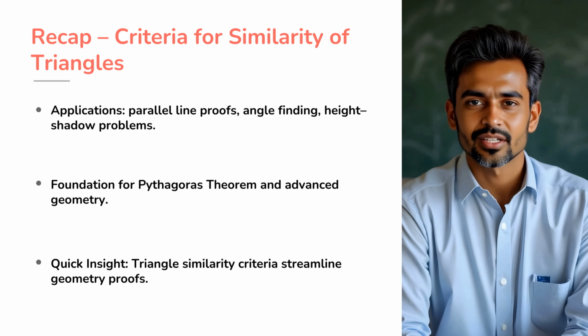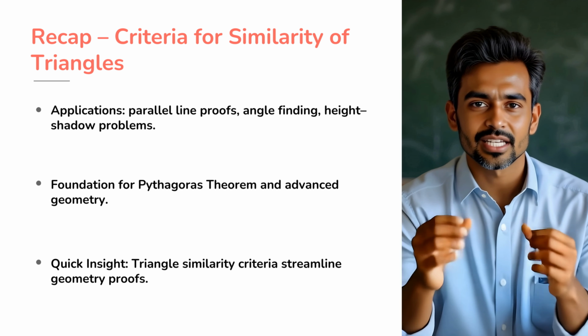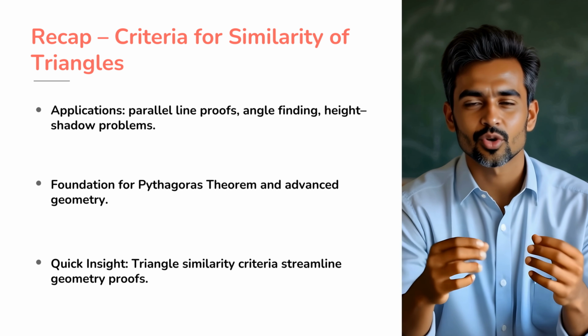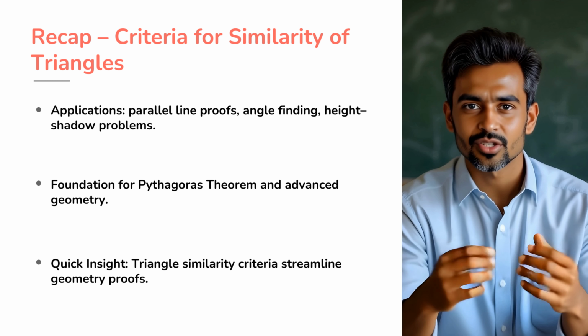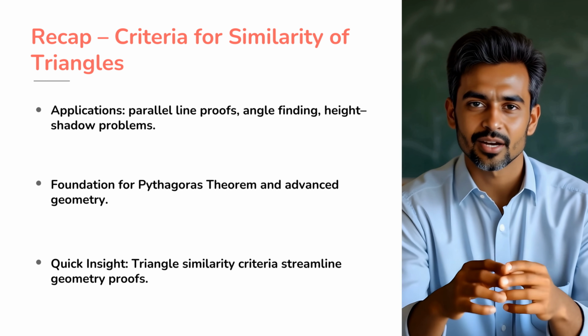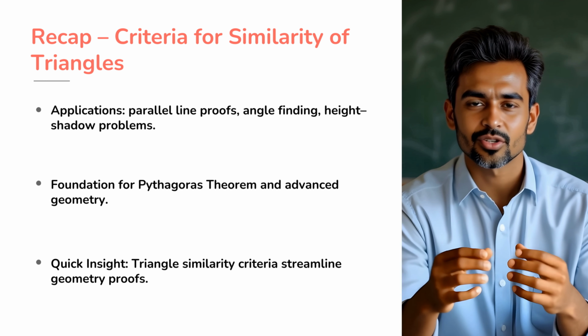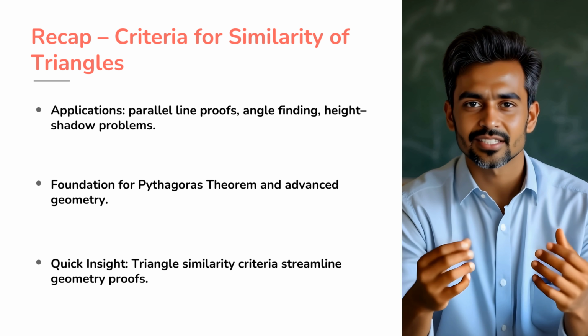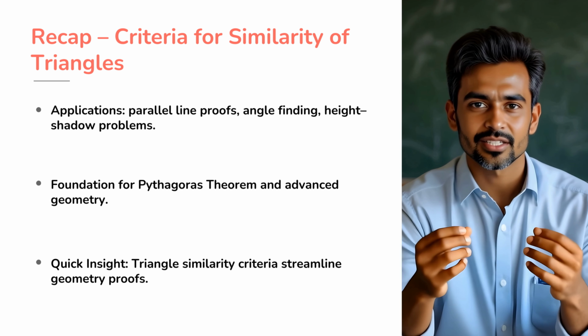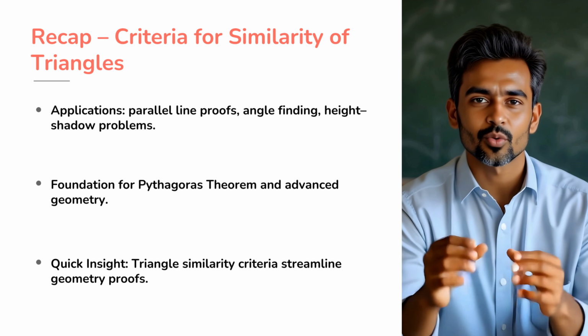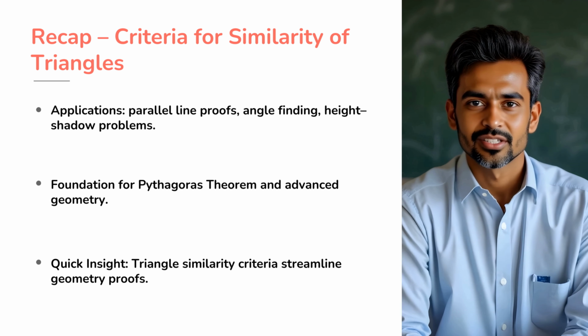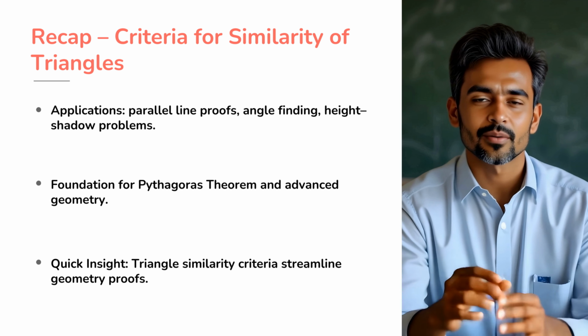So, here's a quick takeaway: triangle similarity criteria streamline a lot of geometry work. They reduce the complexity of proofs and help you focus on the essential parts of the problem. And that's the foundation of triangle similarity. It's not just about equal angles, it's about proportional sides and simplifying your work.